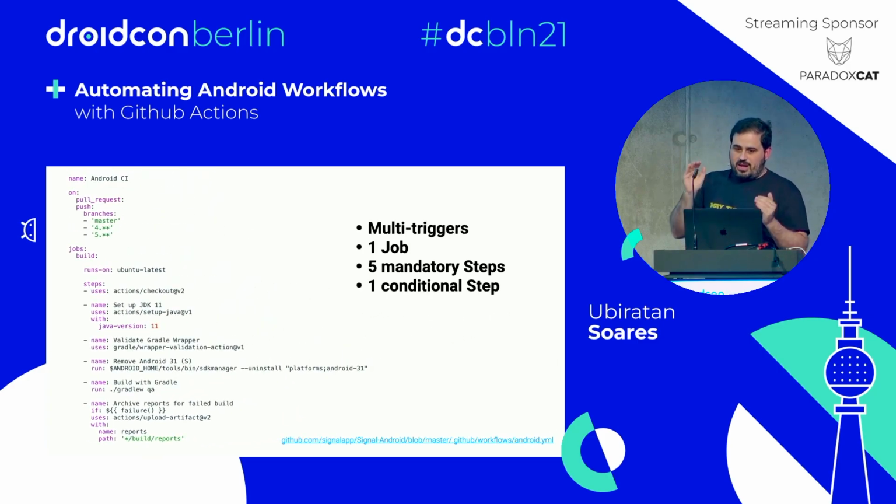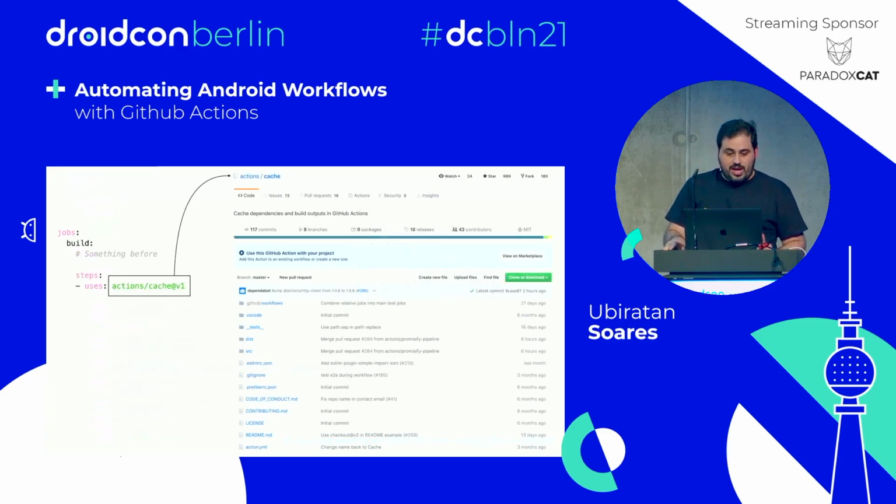We have here a couple lines of YAML file. We have a workflow defined by multi-triggers that defines only one job. It has 5 mandatory steps and 1 conditional step. So yeah, that's it. We are almost there.